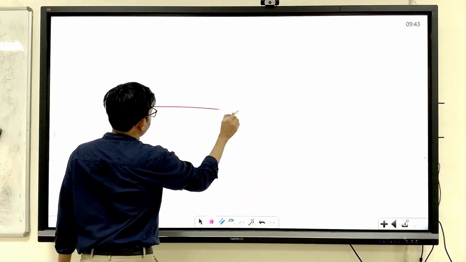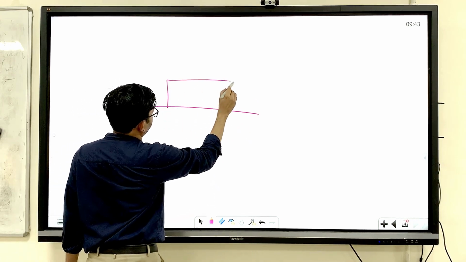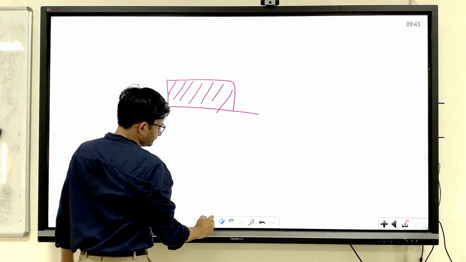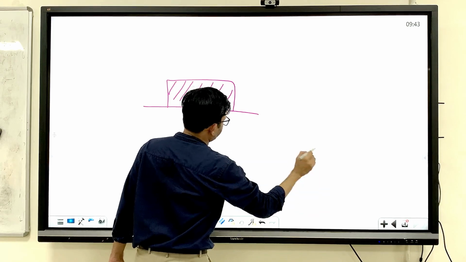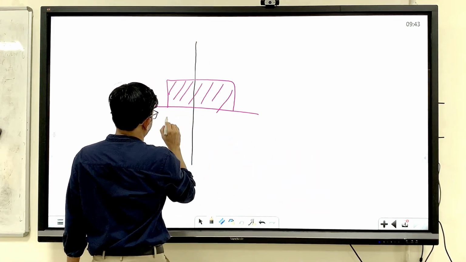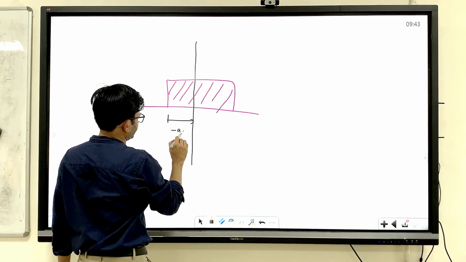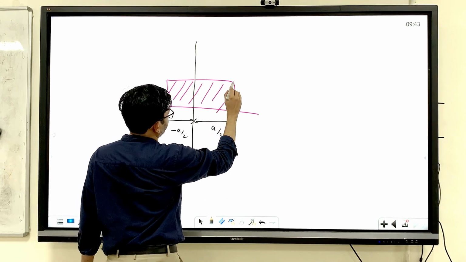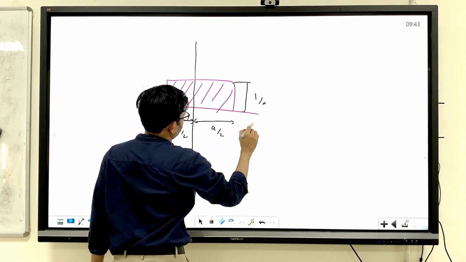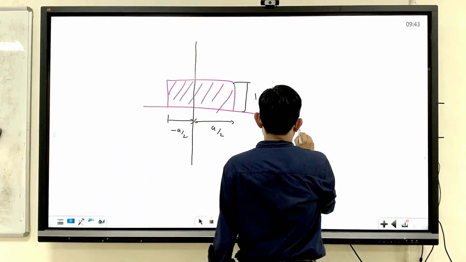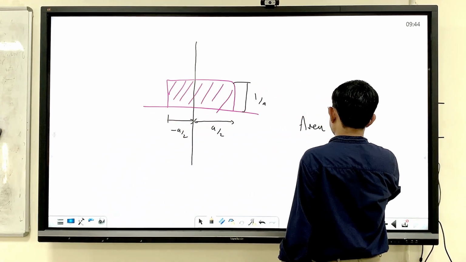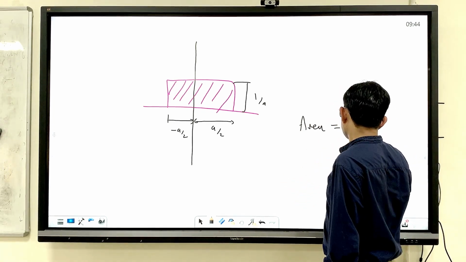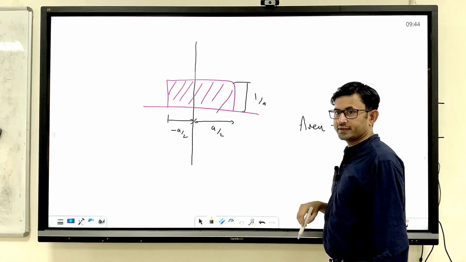So consider this box, and in the middle you have one line. Divide this line: this you consider as minus a by 2, this you consider a by 2, and this height you can consider as 1 by a. So what is the area? Can anybody tell me? a into 1 by a, 1 unit area, right?